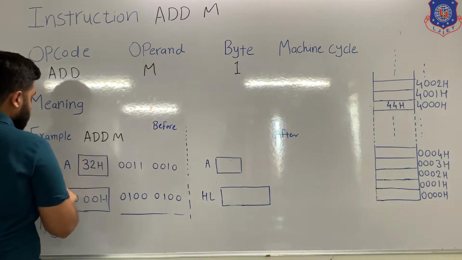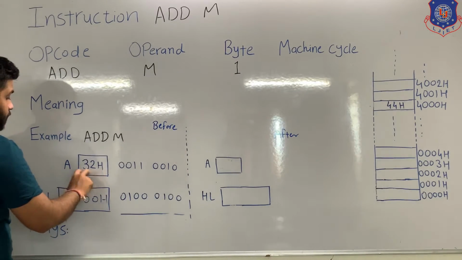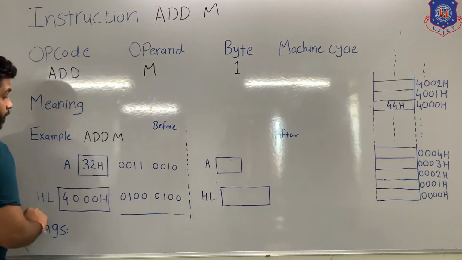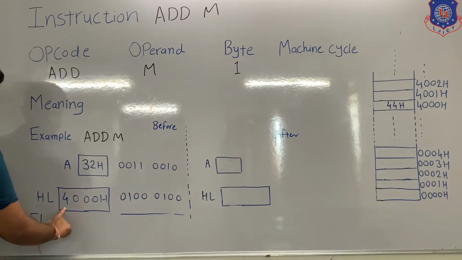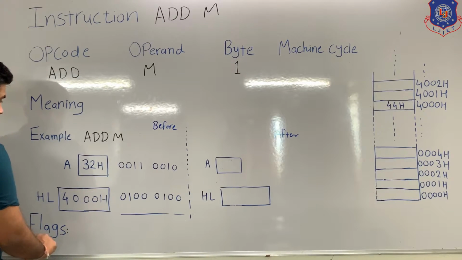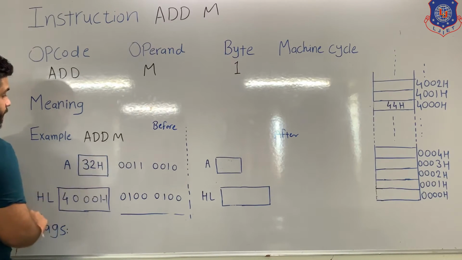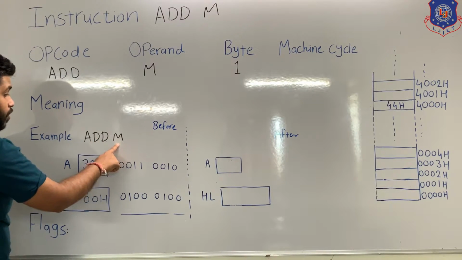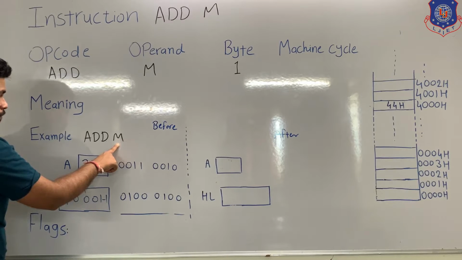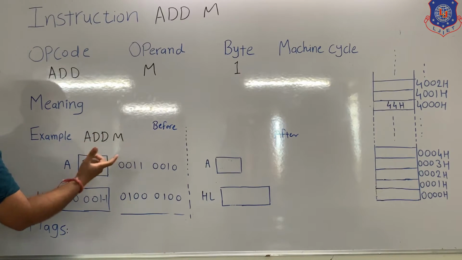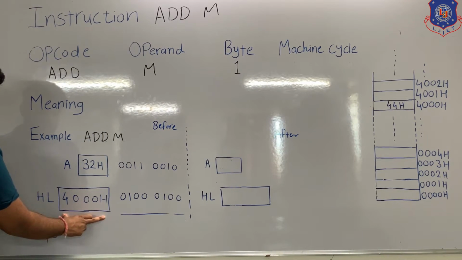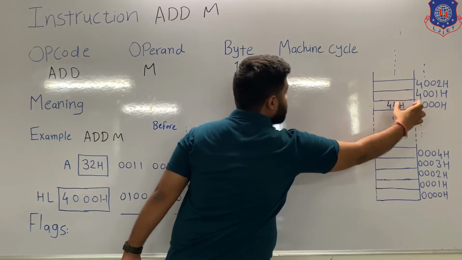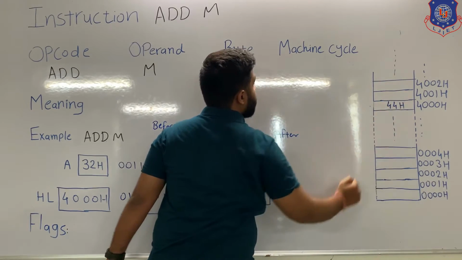Before the execution, the content of accumulator is 32H. If you convert into binary, you will get this number. The content of HL pair is 4000H. Now what is the meaning of add M? Add M, it means add content of memory location specified in HL pair. So in HL pair, which memory location is specified? 4000H. So in the 4000H, what is the content? 44H.